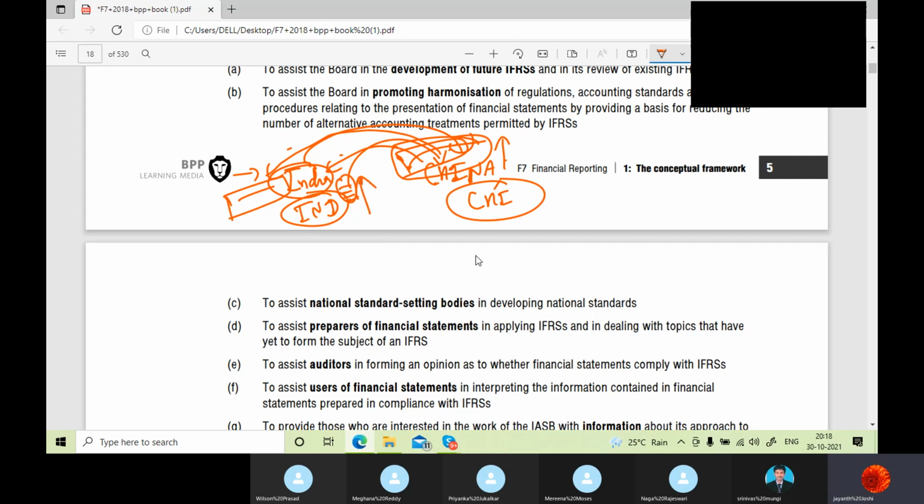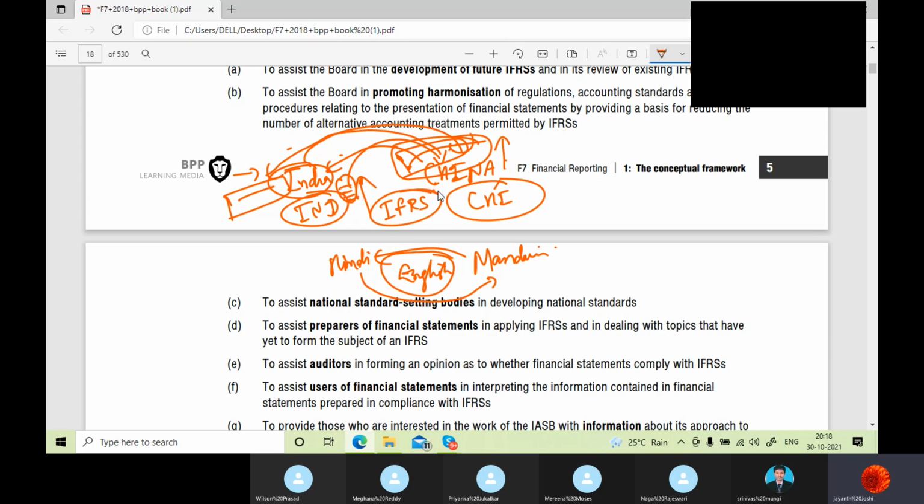Chinese people know Mandarin. We know Hindi. We don't know Mandarin. They don't know Hindi or Telugu, whatever. Now, if we know English, then the communication gap is bridged. In the same way, if all the countries follow IFRS, the International Financial Reporting Standards, all this cost of sending delegations or accountants to other countries to learn their standards is eliminated or reduced. Both countries follow the same standards and can easily do the accounting.